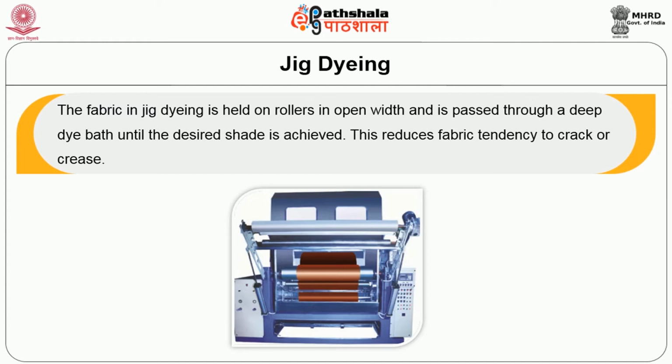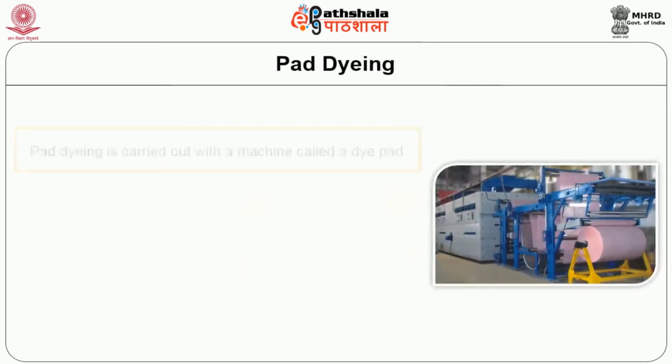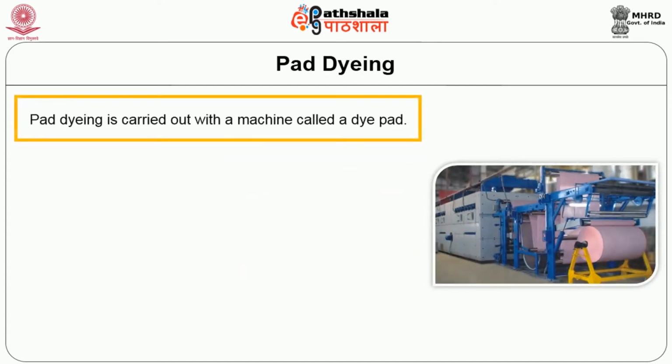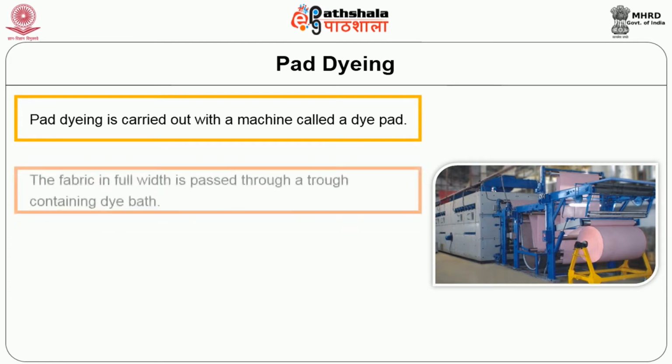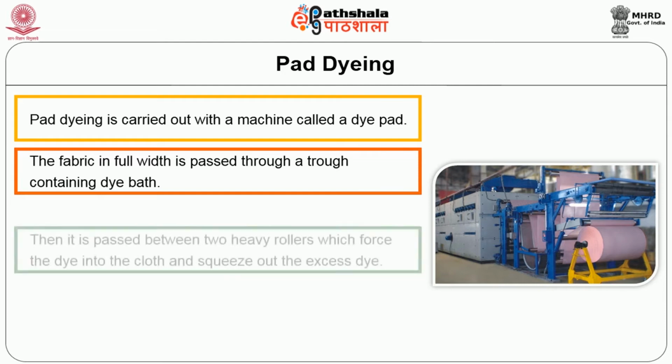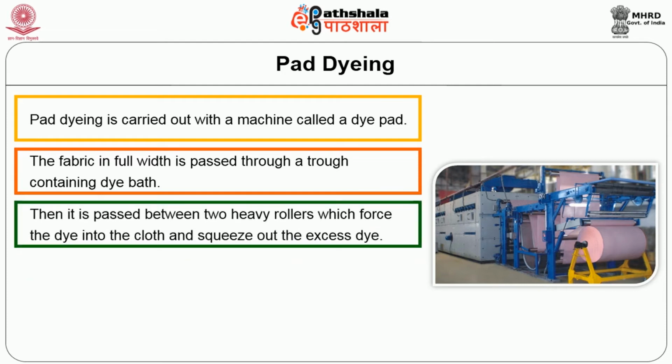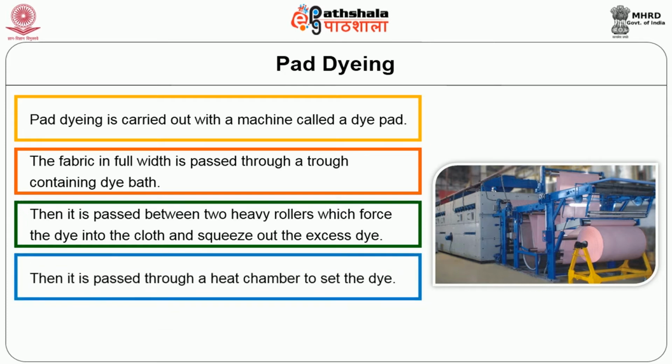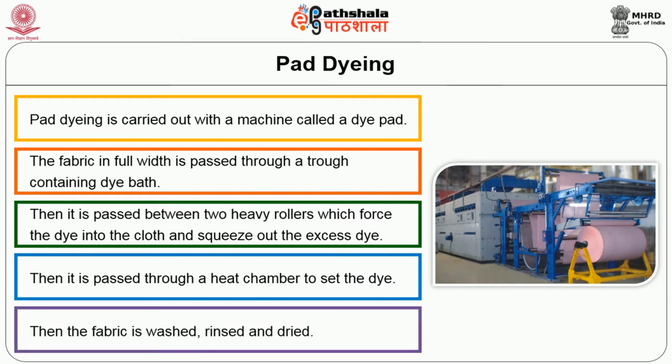Pad dyeing. Pad dyeing is carried out with a machine called a dye pad. The fabric in full width is passed through a trough containing dye bath and then it is passed between two heavy rollers which force the dye into the cloth and squeeze out the excess dye. Then it is passed through a heat chamber to set the dye. Then the fabric is washed, rinsed and dried.